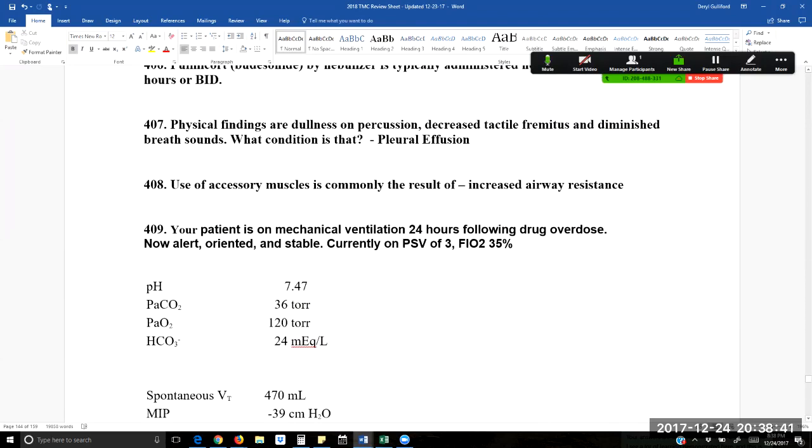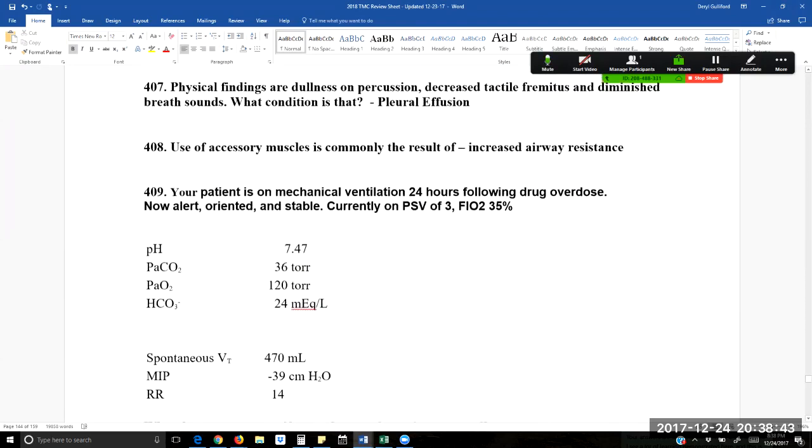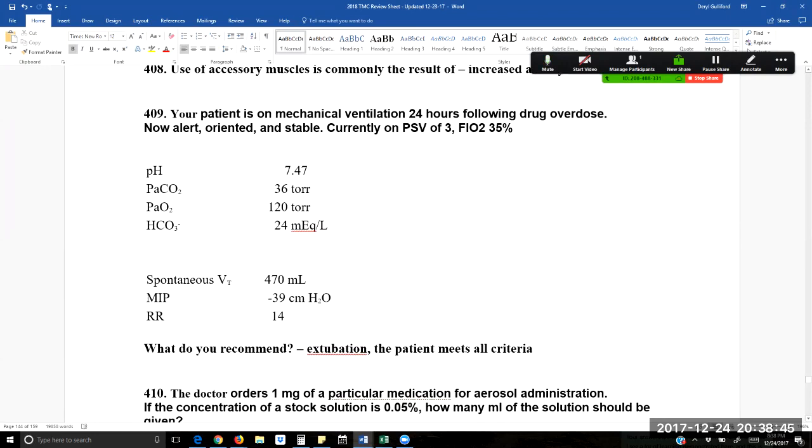So what they're doing here is painting a picture for you of a patient that's ready to be extubated. He meets all criteria and should simply be extubated. You don't need to do any long-winded weaning program for somebody who's that strong.